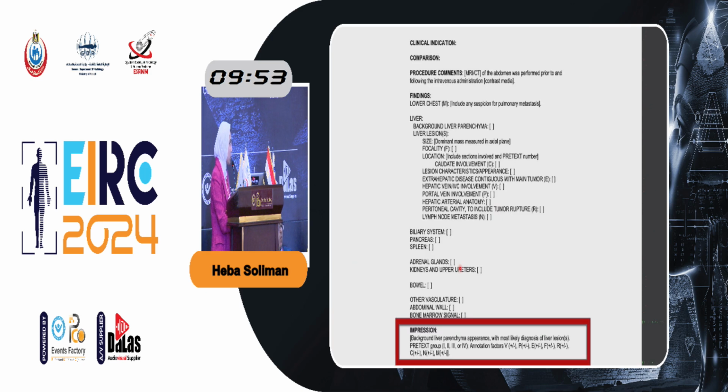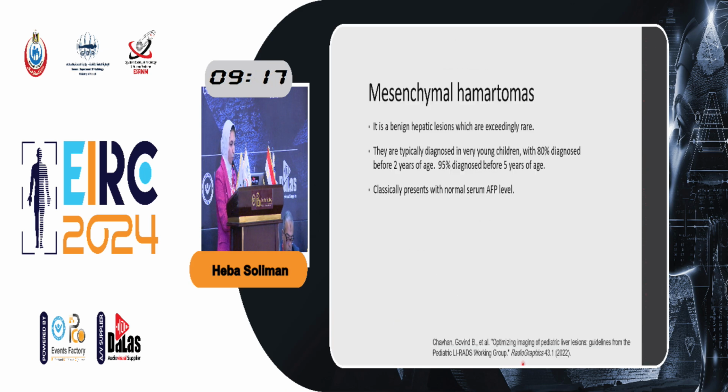This is an example of the structured report we use in reporting a case of hepatoblastoma. You should comment on the background liver parenchyma, the liver lesion, the PRETEXT group, and the sections involved, and all the annotation factors should be written, whether positive or negative. The V and the P, the extrahepatic disease, the multifocality, all should be considered in order to manage this case, because the chemotherapy will depend upon the PRETEXT group.